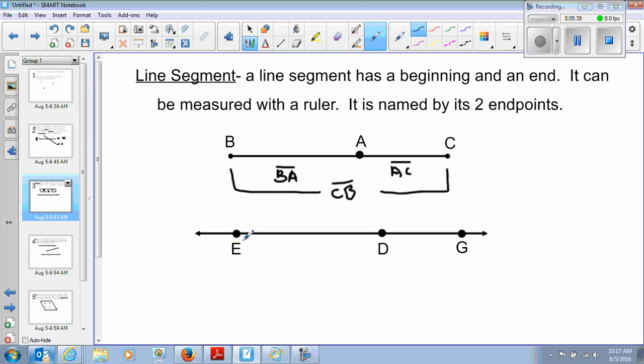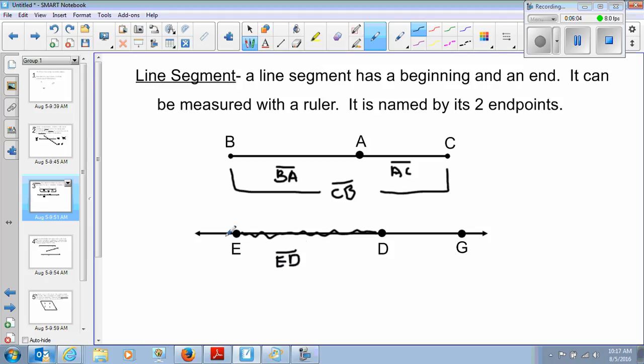If I look down here, I see a line. We have line EG or ED, however you want to say it. But I can still name a line segment within that line. Maybe I'm not wanting to talk about the whole line. I just want to talk about this part right here. I would call that line segment ED.